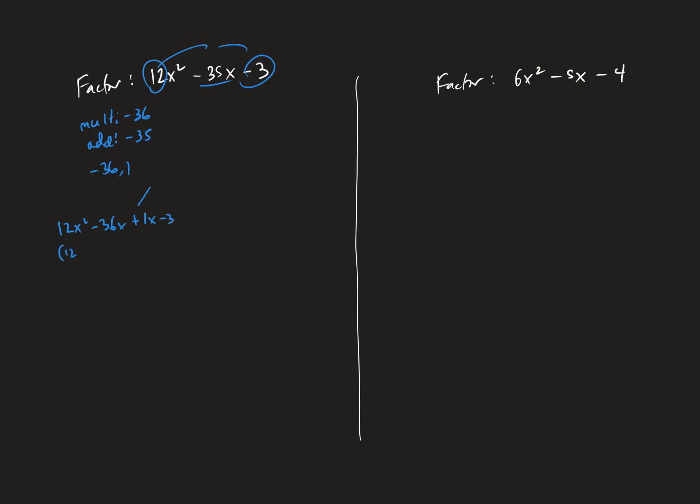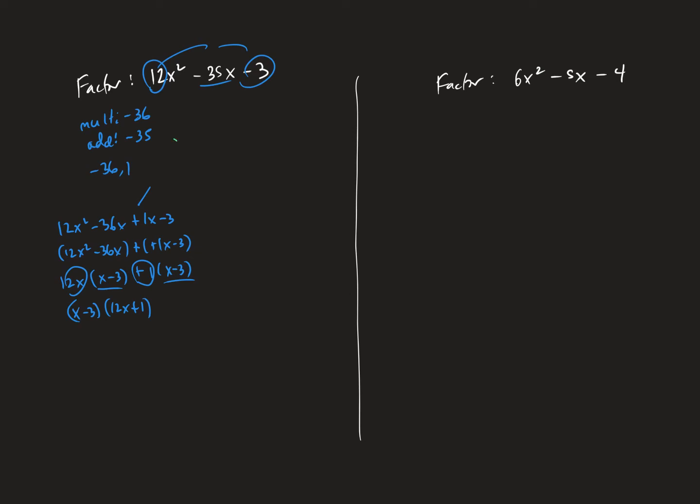I'm going to group the first two. Remembering to keep the sign of that second term there. I'm going to factor out the common factors, the greatest common factor. And again, the second one is 1. And these two things should be the same. If they are, I write it down and undistribute it, leaving me with these things.